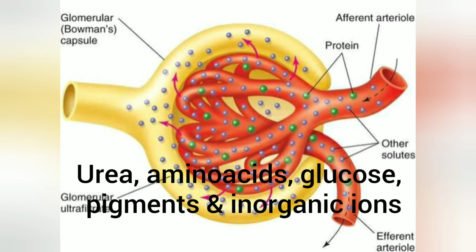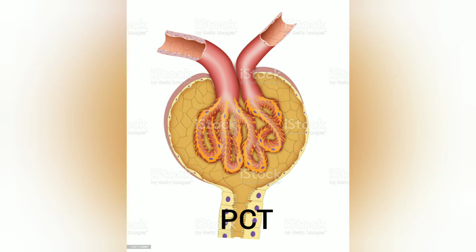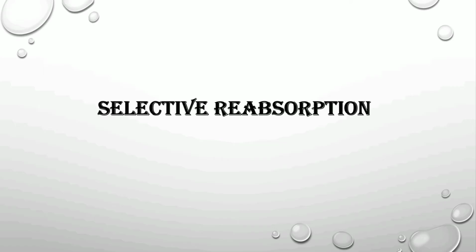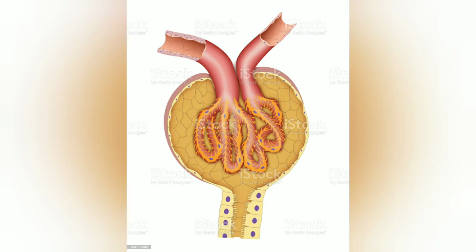So glomerular filtrate passes through filtration slits present in the capsular space, and then it reaches PCT, that is proximal convoluted tubule. Now in proximal convoluted tubule, the second step starts, which is selective reabsorption. PCT is the place for reabsorption. It is highly coiled so that the glomerular filtrate passes through it very slowly.